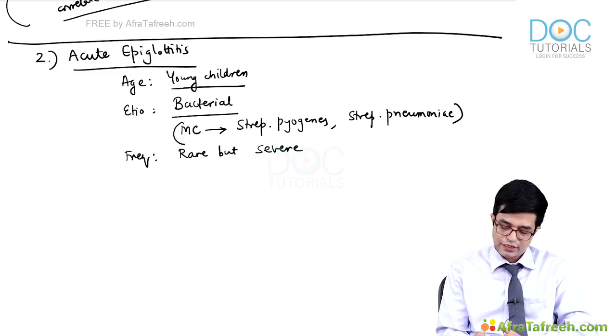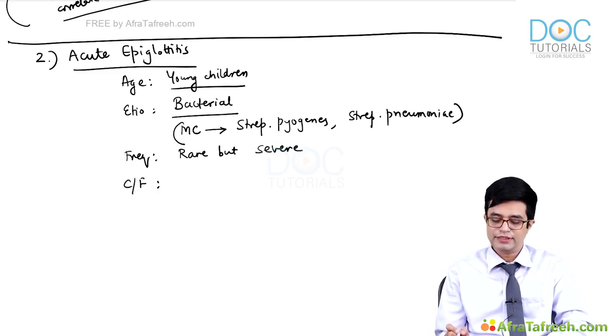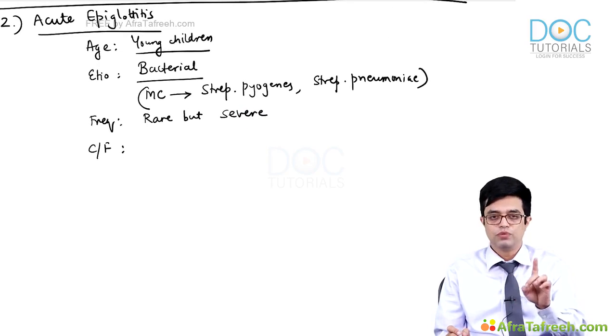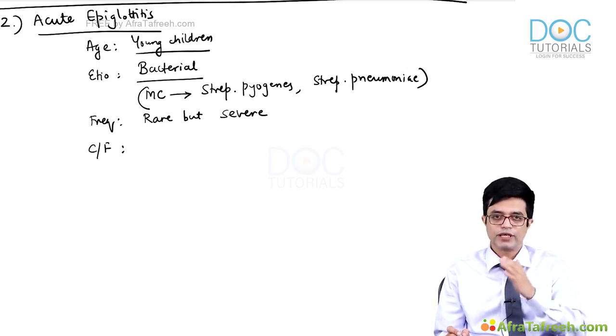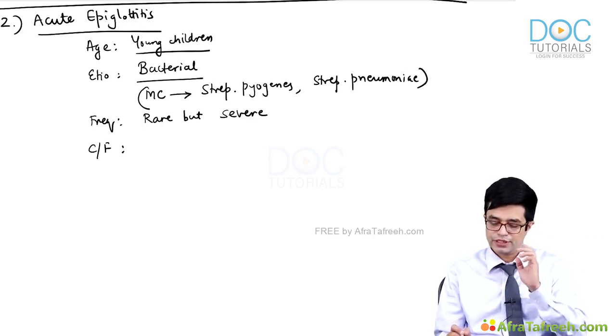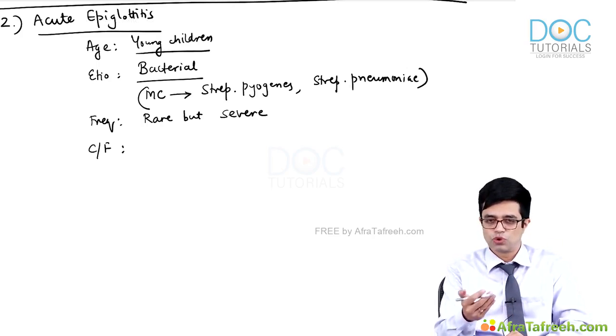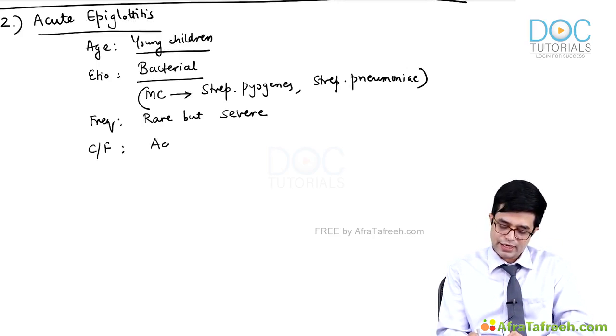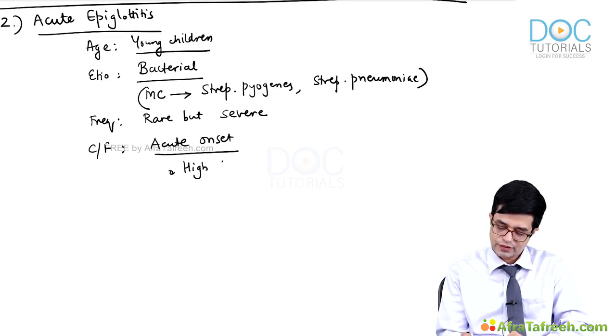Coming to the clinical features, how does the disease manifest? In croup, there was a viral prodrome followed by onset of progressive symptoms. Here, there is no prodrome. It is characterized by acute onset disease. There is acute onset of high-grade fever with chills. There will be a toxic look to the child.